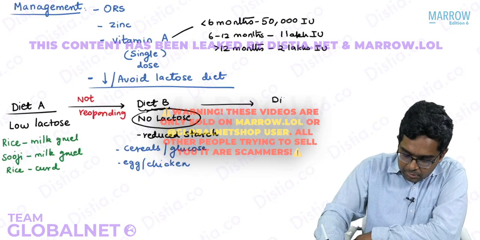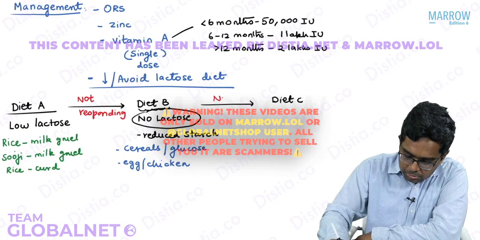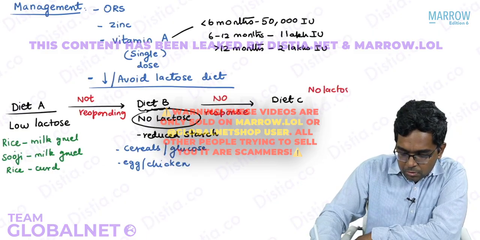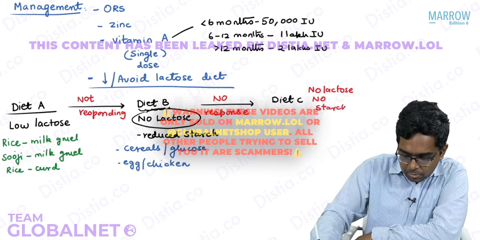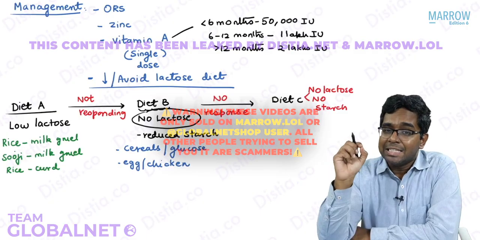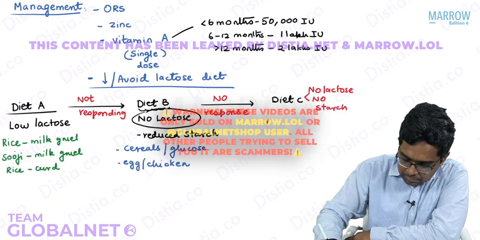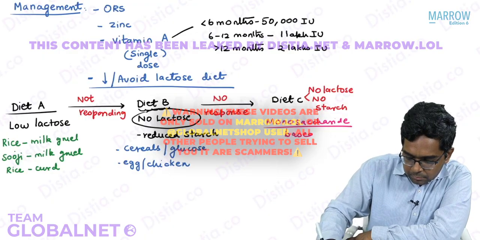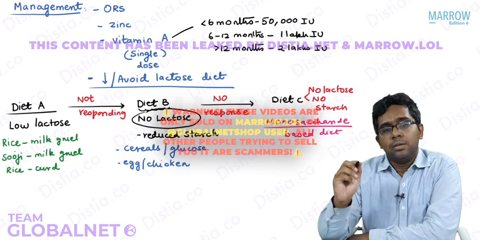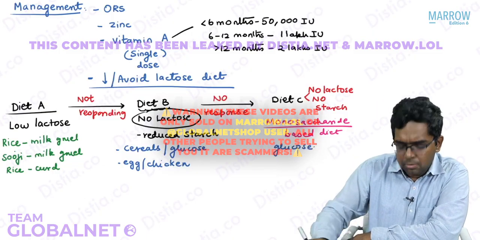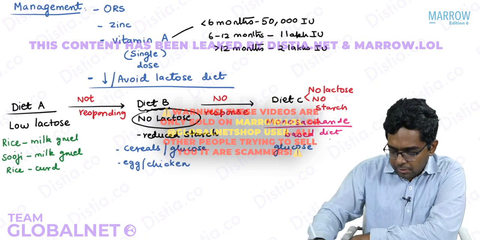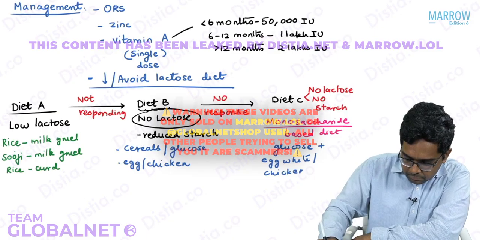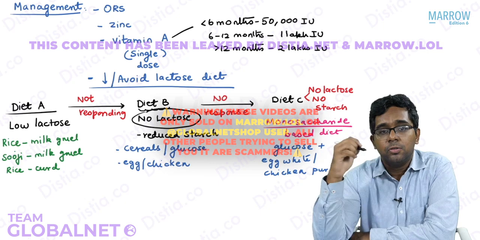Third is diet C, which obviously will be started when there is no response to diet B. Here, no lactose as well as no starch in the diet. So it is basically a monosaccharide based diet, where you will give plain glucose to the patient as a source of carbohydrate, which is a monosaccharide. And for protein, you can give egg white or chicken purees. That is what is recommended in this dietary plan of monosaccharide based diet.